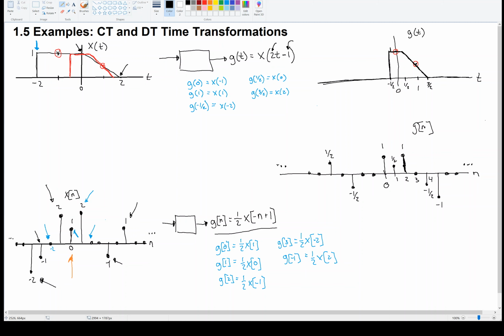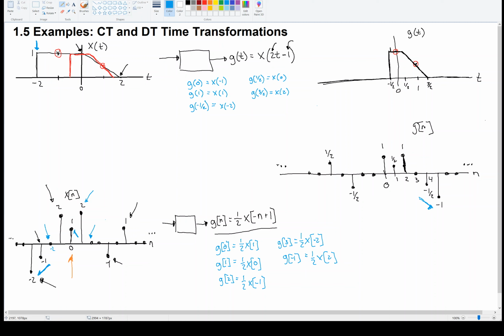So notice a couple things here. First, the signal has been reversed in time. So you can tell that by, you see this feature here? How it goes from -1 to -2, that's now over here.